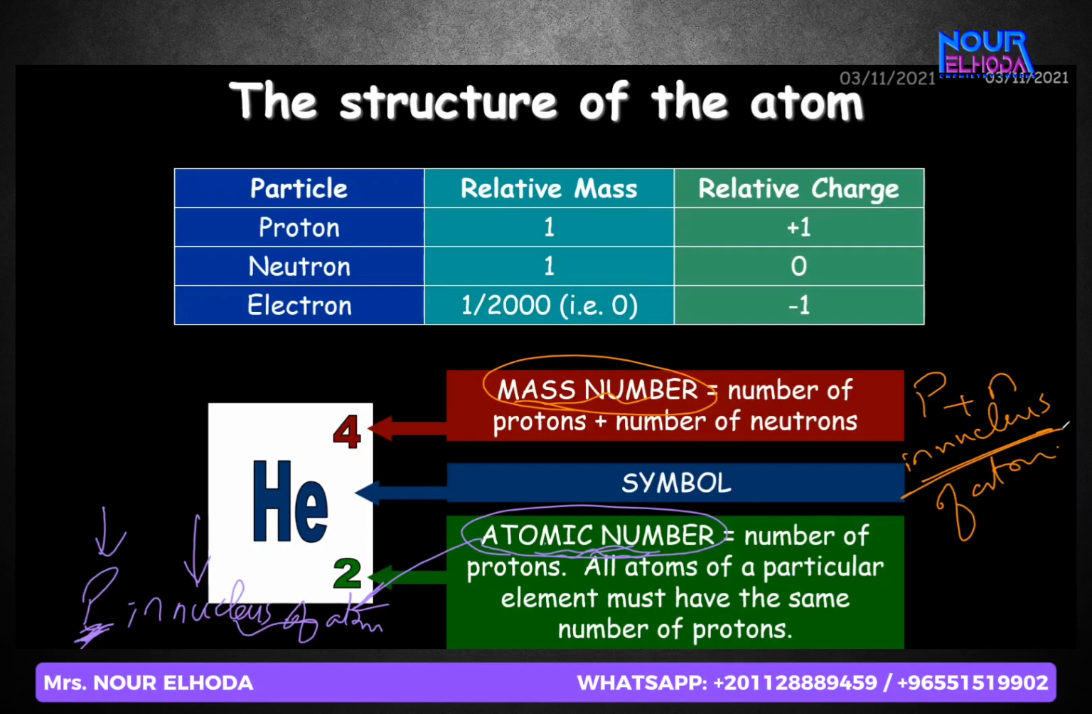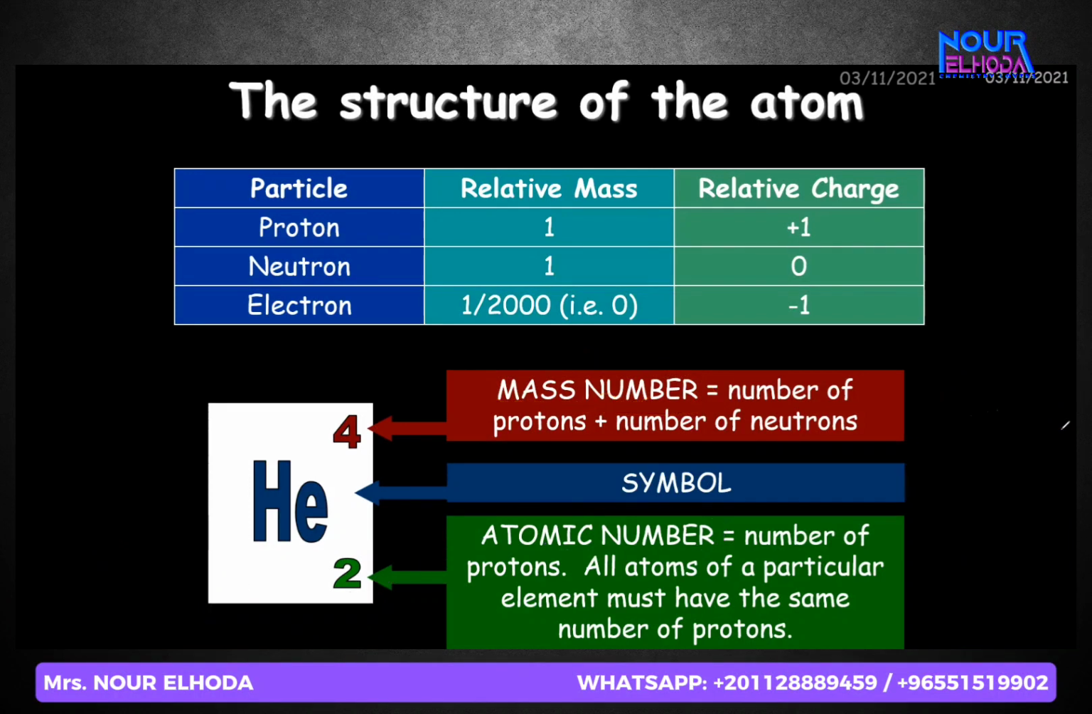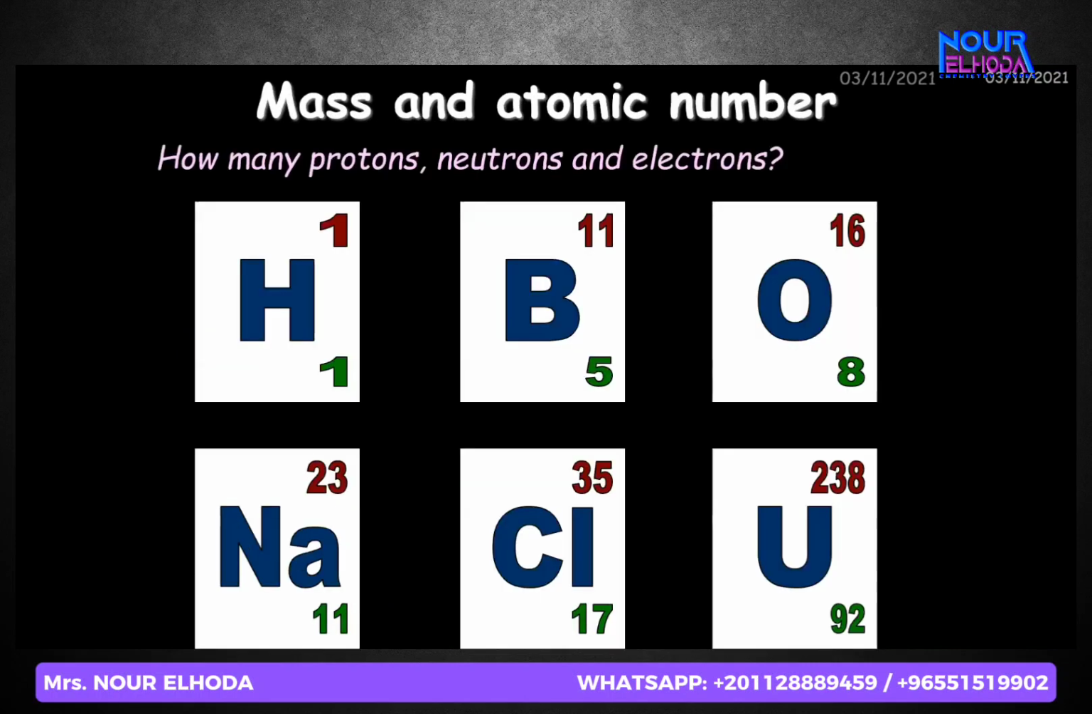You are an IG student, so you're very accurate, or you're supposed to be very accurate. Okay, let's continue. Mass number or nuclear number is equal to the number of protons and neutrons in the nucleus of the atom. That's true. Good job.